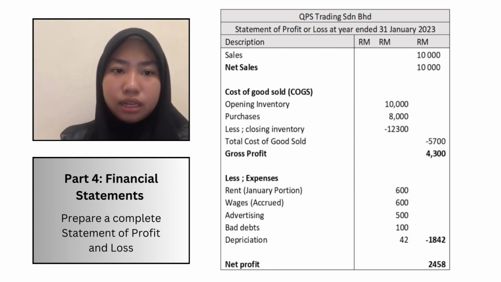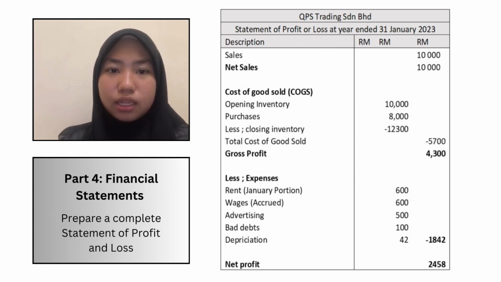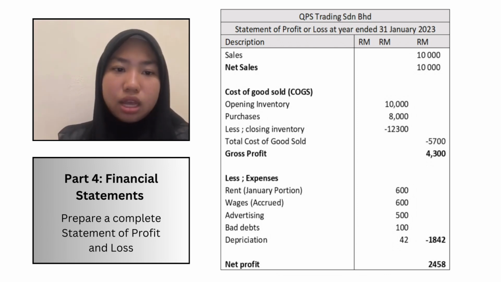Now let's examine the expenses. The total expenses amount to 1,842 ringgit, broken down as follows: the rent for January of 600, accrued wages 600, advertising 500, bad debts 1,000 ringgit. Depreciation is 42 ringgit. The expenses are deducted from the gross profit to determine the final net profit.